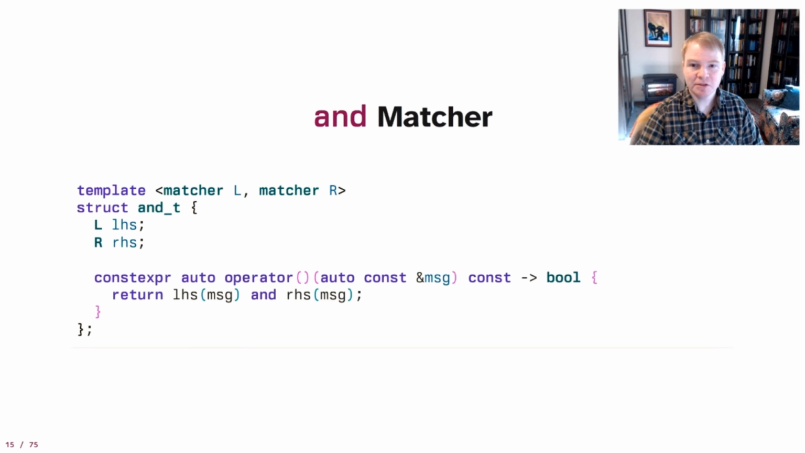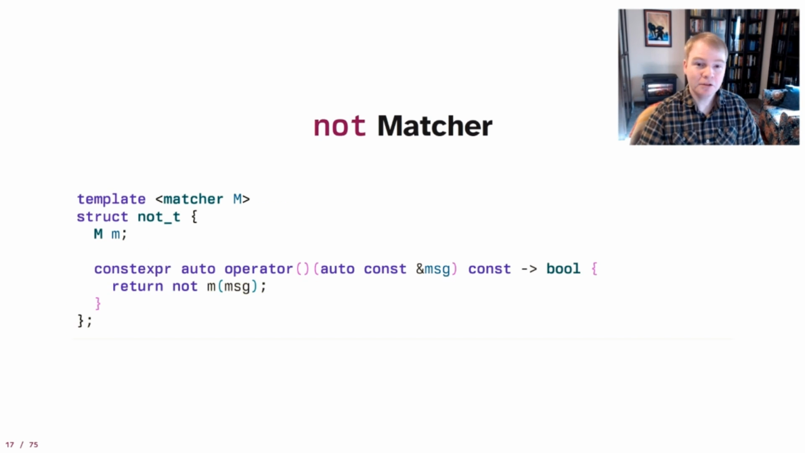When we AND together two matches, we wrap them in an AND T. And the function call operator here does the obvious thing. It calls the two wrapped matches, ANDing together the results. I bet you can guess what OR looks like. It looks just the same as AND, except with OR. And NOT is even simpler because it only wraps one matcher. Notice that AND T, OR T, and NOT T here are still matches. They all implement the function call operator, taking a message and returning a bool.